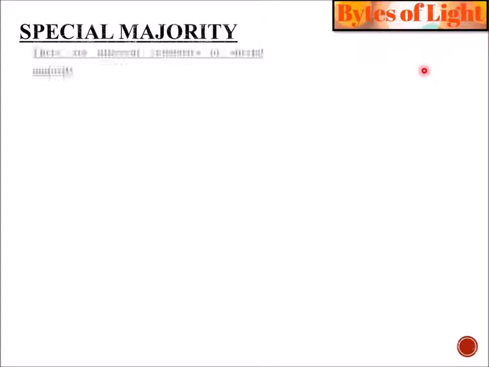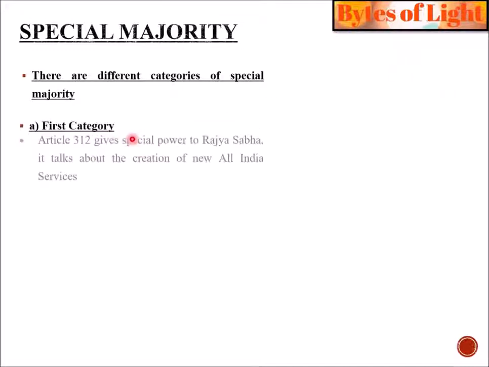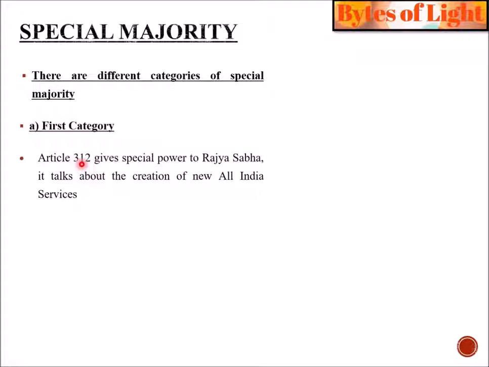Special majority. There are different categories of special majorities, which mainly include 4 categories. Let's see the first category. Article 312 gives special power to Rajya Sabha, and it talks about the creation of new All India services.